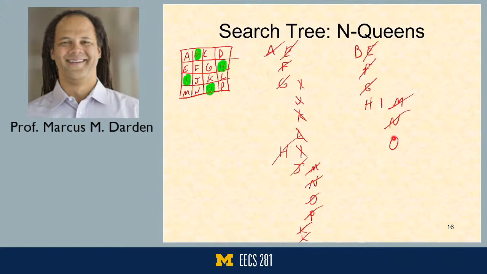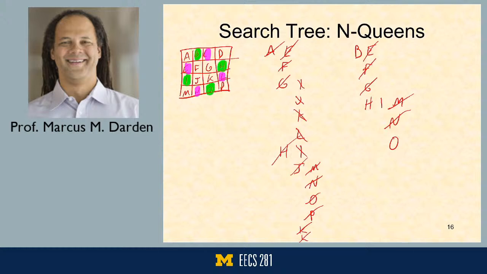And the number of these dead ends that I ran into, I end up going through 19 different choices before I find a solution. BHIO is one solution, and if you're astute, you can figure out that the other solution is just the mirror image of the one that I'm currently viewing here. So that would look something like C-E-L-N. So there are my two solutions for N queens.